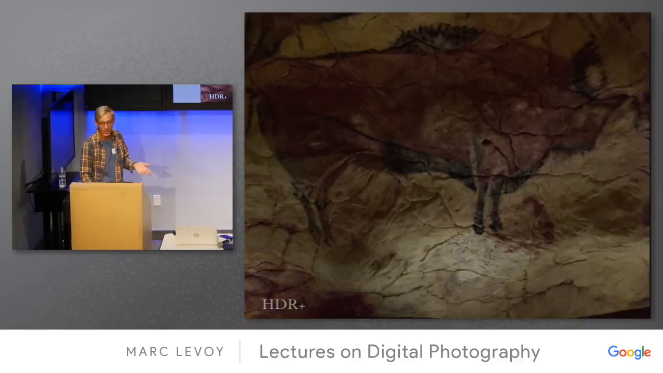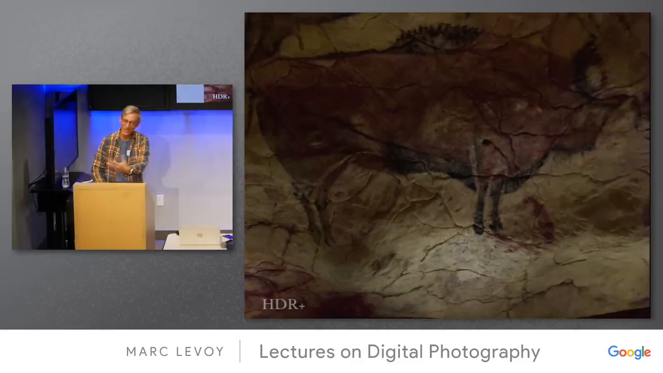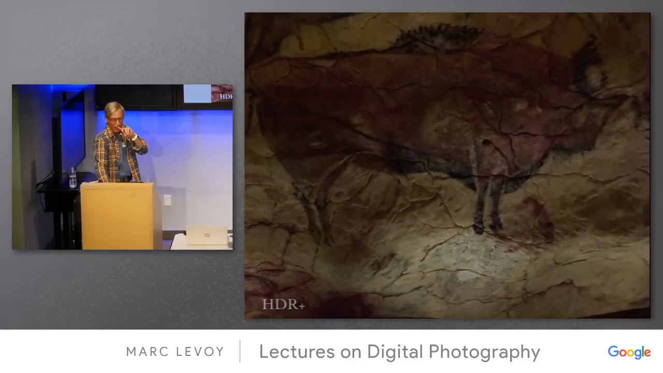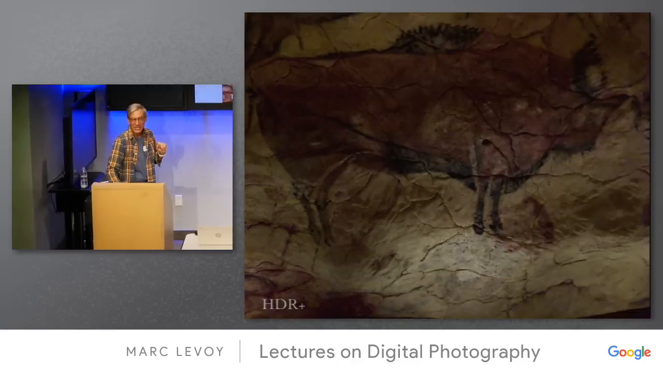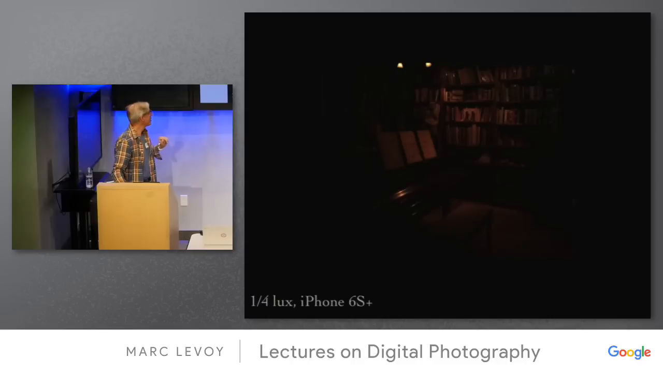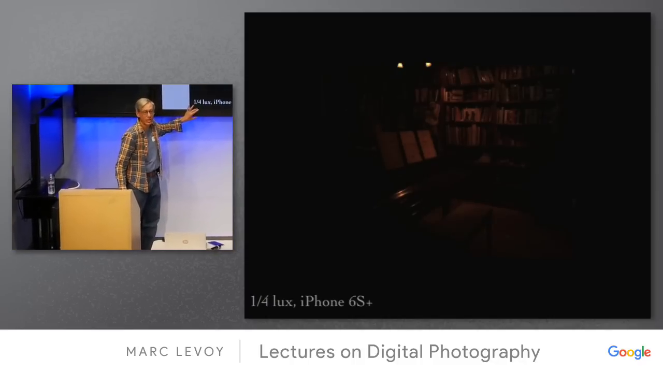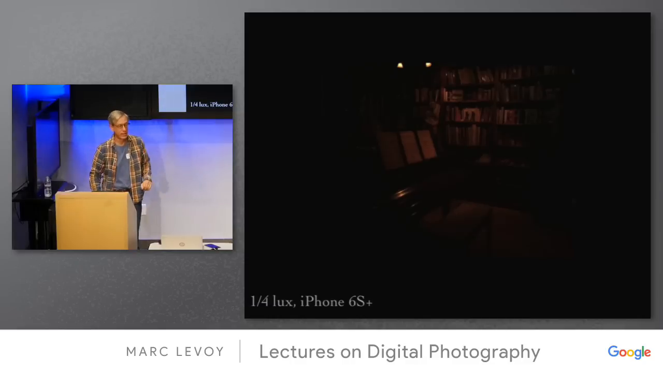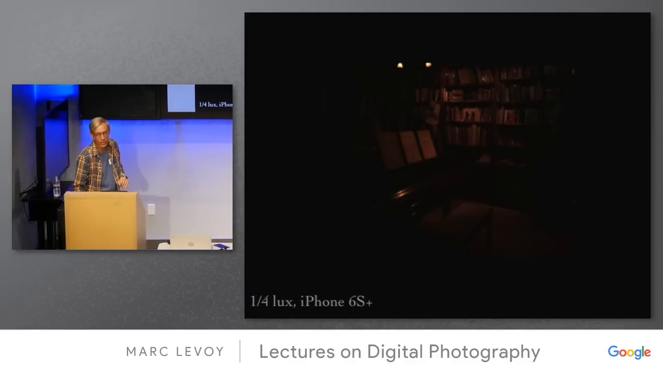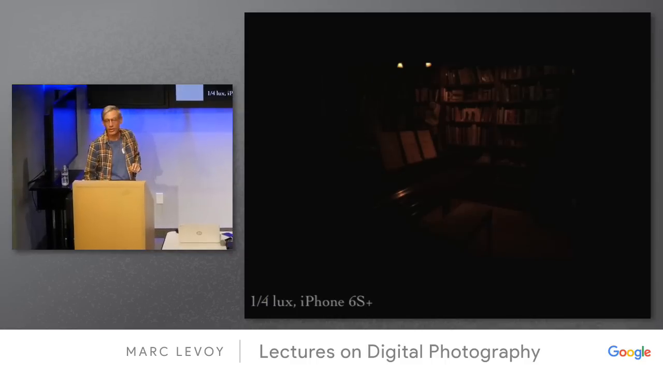So in my 20% time, when I'm not using it to teach here, I'm writing an app called See in the Dark. And so here's my living room at 1/4 of a lux. We'll learn about lux as a measure of irradiance, and we'll define lux precisely. It's lumens per meter squared. 1/4 of a lux is half of full moonlight.